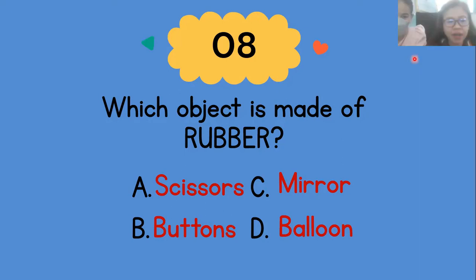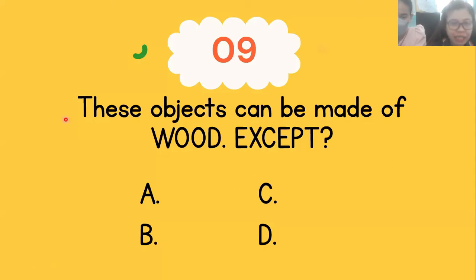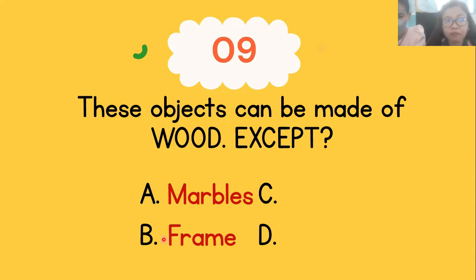Done? Okay, number 9. So the following objects can be made out of wood, except, which of these objects cannot be made out of wood? A, marbles. B, frame. So we're talking about the photo frame or picture frame. C, ruler. D, bed. Okay, so can marbles be made of wood? How about frame? Ruler, bed. So, which object cannot be made out of wood?